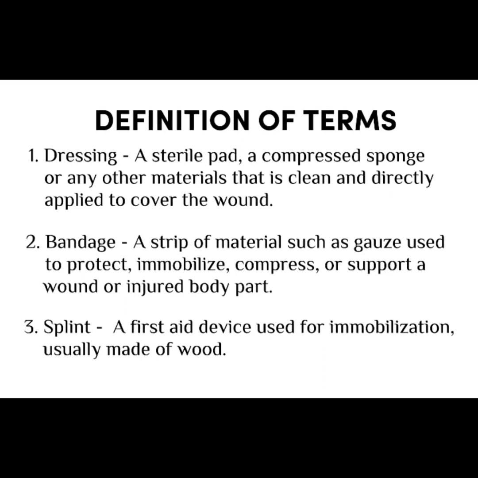2. Bandage. A strip of material such as gauze used to protect, immobilize, compress, or support the wound or injured body part. The importance of a bandage is that covering a break in the skin helps to control bleeding and protect against infection. Dressings are pads of gauze or cloth that can be placed directly against the wound to absorb blood and other fluids. 3. Splint. A first aid device used for immobilization, usually made of wood.